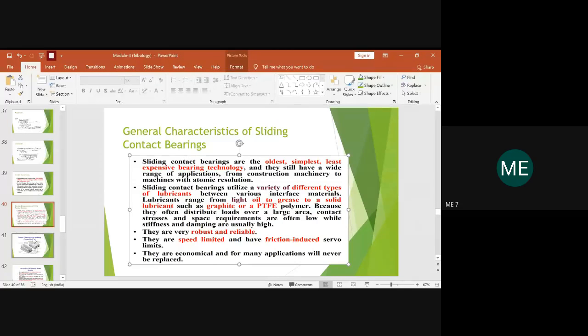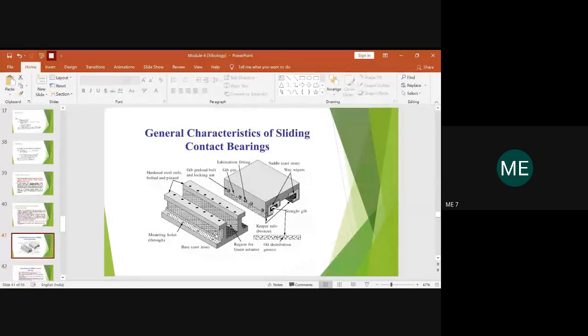So before starting, here is just a general look at how a sliding contact bearing appears. Here you can see that you will have an upper top surface which is called a saddle. It will be made up of cast iron, so this could be placed over it. You will have a region in between, a region for the linear actuator part, right? Let me complete this part first.